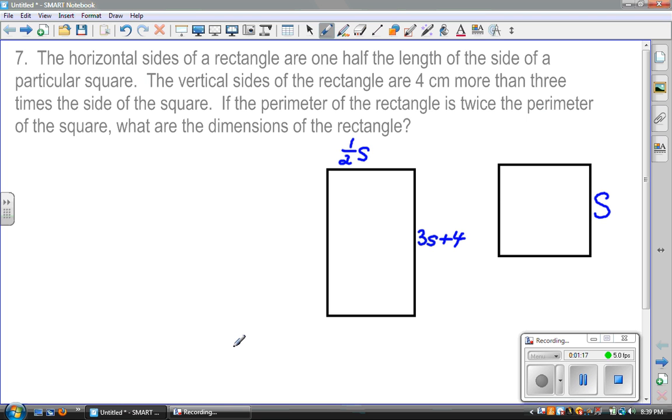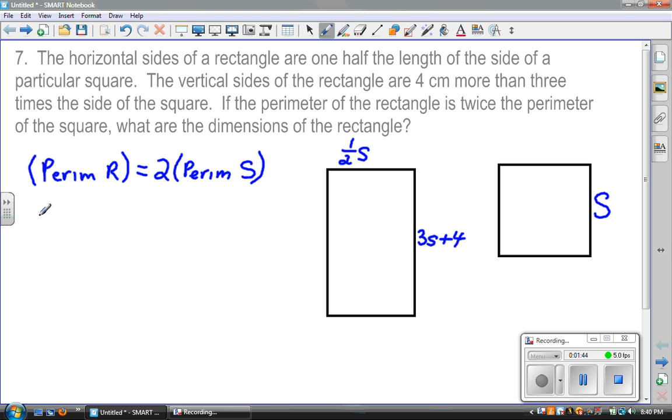The last sentence says, if the perimeter of the rectangle is twice the perimeter of the square, what are the dimensions of the rectangle? So our equation is going to come from defining what the perimeter of the rectangle is and setting that equal to twice the perimeter of the square. Twice the perimeter of the square.